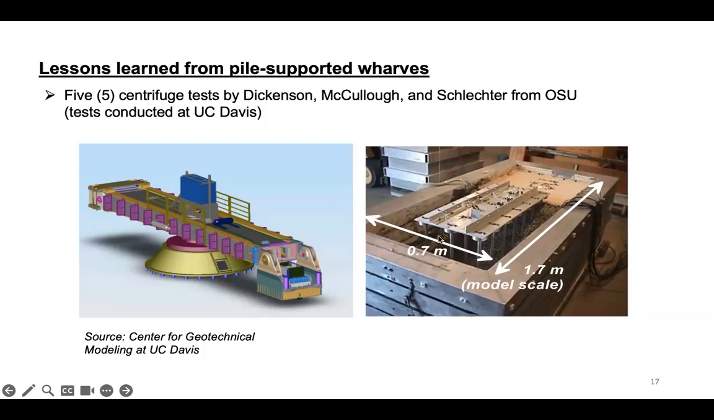Here you see on the right an example of one of those models. Here is the bridge, the wharf deck supported on 3x7 piles. There's a rock dike that these piles penetrate through. Here is the land side, and here's the downslope.